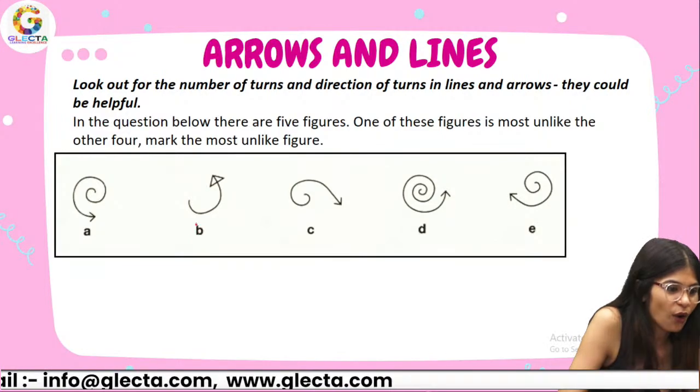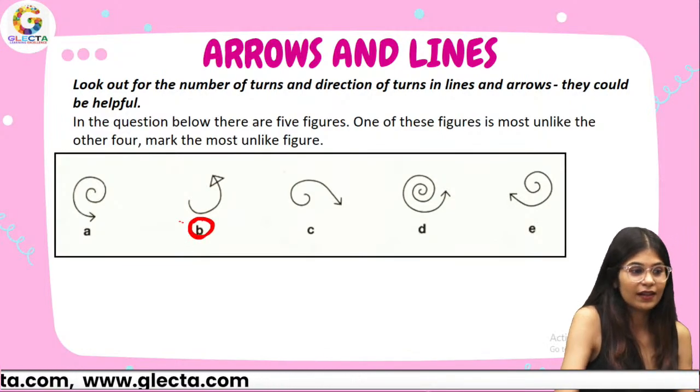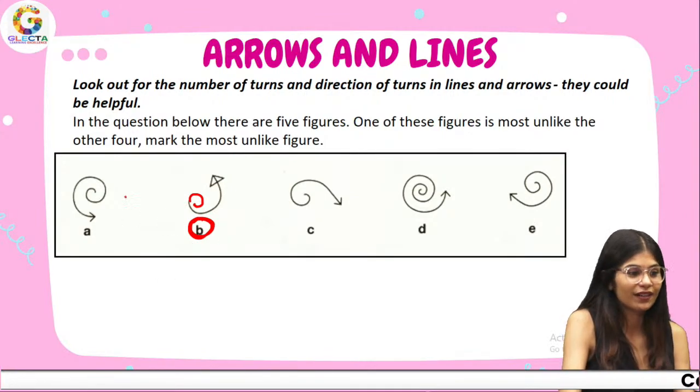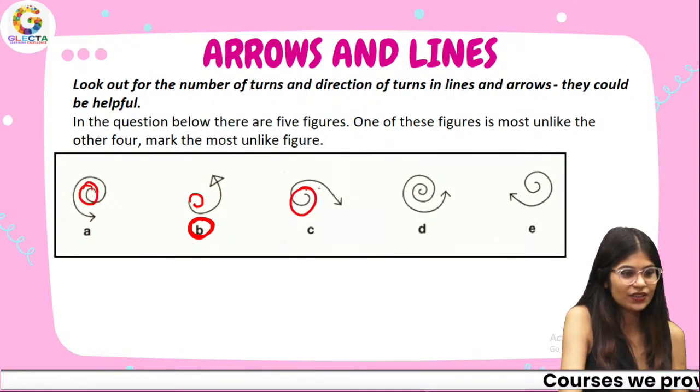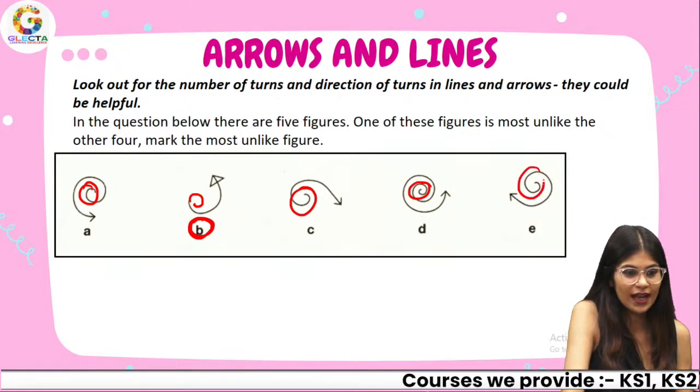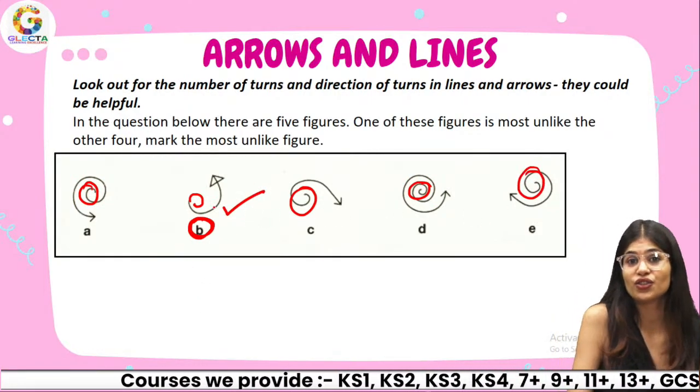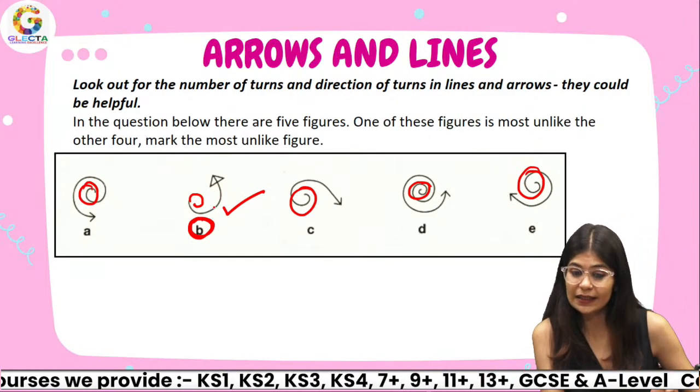Yes, it is B. Okay, everyone, it is B. I don't see any turn here. That's the logic. This one has a turn, this one has a turn, this one has a turn, this one has a turn. B did not have a turn, hence the answer to this question is B.